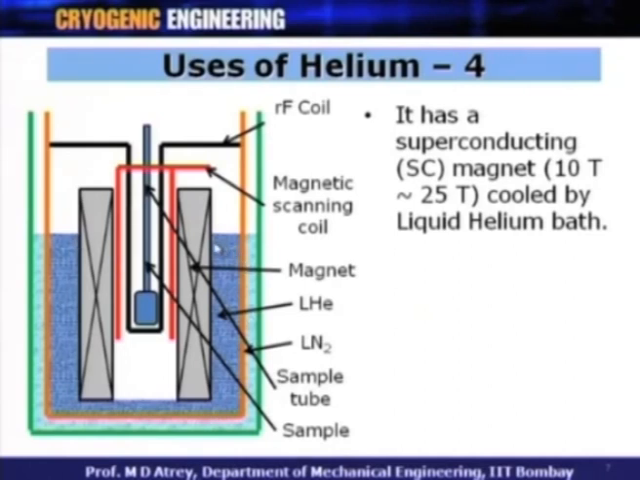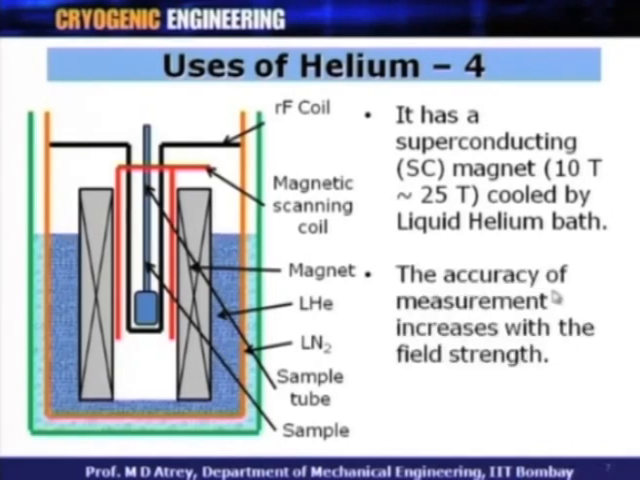Almost every technical lab, every chemical lab, every pharmaceutical lab will have to have an NMR apparatus with them. The accuracy of measurement increases with the field strength, and that is why the higher the magnetic field, the better is the accuracy, the better is the picture, the better is the understanding, and the chemical structure can be very clearly visible in these cases.